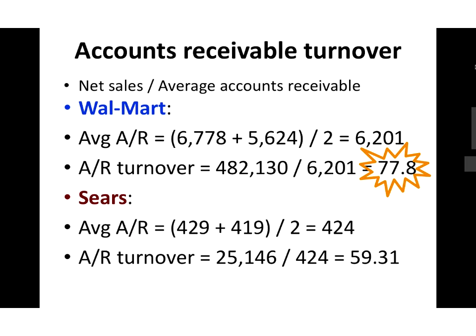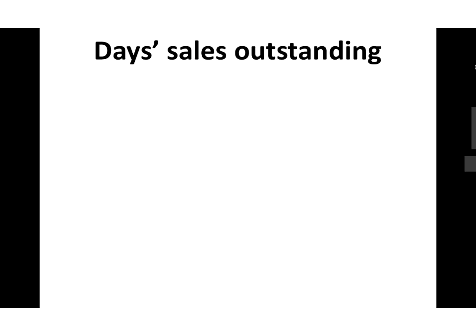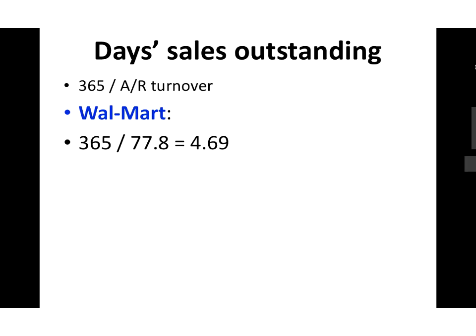We can convert accounts receivable turnover into how many days on average it takes to collect. And again, on average, how many days sales remain in accounts receivable. So this one, remember that Walmart and Sears are largely cash businesses and cash credit cards, so they don't have a lot of receivables. So these are really small numbers. So we're going to take 365, divide by our accounts receivable turnover, and we see for Walmart, it takes on average a little under 5 days to collect on Walmart because you're averaging all their cash sales in there too.